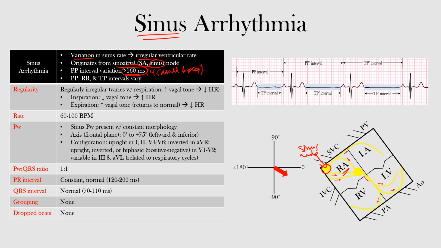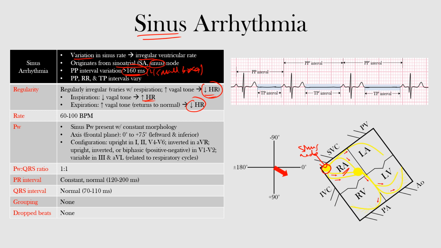So let's start with the regularity. Well, the regularity with this arrhythmia is regularly irregular. Okay. And why is that? Well, this has to do with the variation in respiration, okay? So what we see here is that with an increase in vagal tone, just in general, we see a decrease in heart rate, right? As we increase parasympathetic activity that acts on the sinus node, it will lower the heart rate, okay? What happens during inspiration is that there's a decrease in vagal tone, and as a consequence of that, we get an increase in heart rate, okay? And as we expire, as we let air out, the vagal tone returns to normal, okay, and relatively increases from what it was, and because of that, the heart rate will then decrease. Okay, so that's what's going on here.